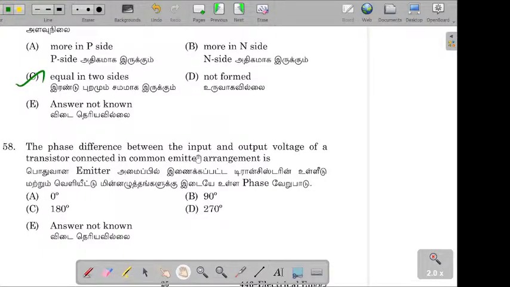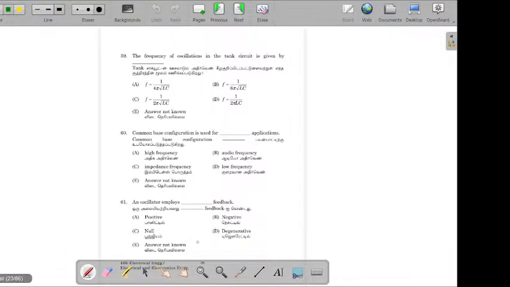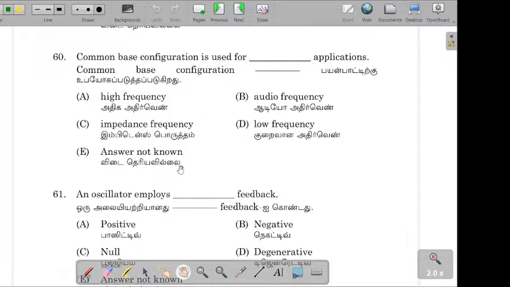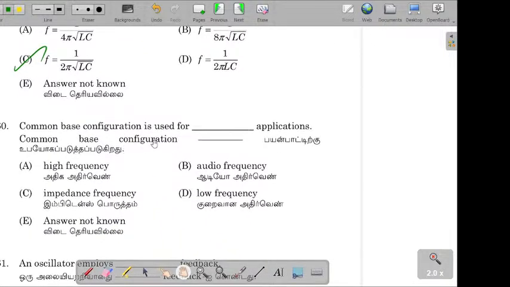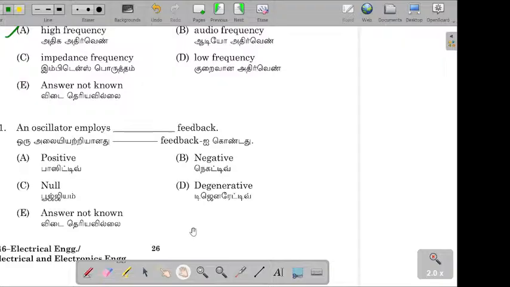The phase difference between the input and output voltage of a transistor connected in common emitter arrangement is 180 degree. The frequency of oscillation in the tank circuit is given by f equal to 1 by 2 pi root LC. Compound based configuration is used for high frequency applications. An oscillator employs positive feedback.